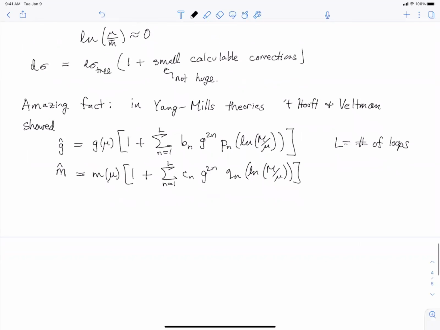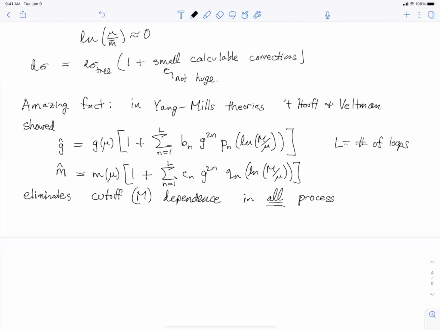Okay, and so of course I could always do this definition, but here's the amazing fact: this eliminates the cutoff, that is capital M, dependence, not just in, for example, the process that we actually calculated, but in all processes. So I could do gluon quark scattering or gluon gluon scattering, in all processes at L loop order, meaning the diagrams have L loops in them.